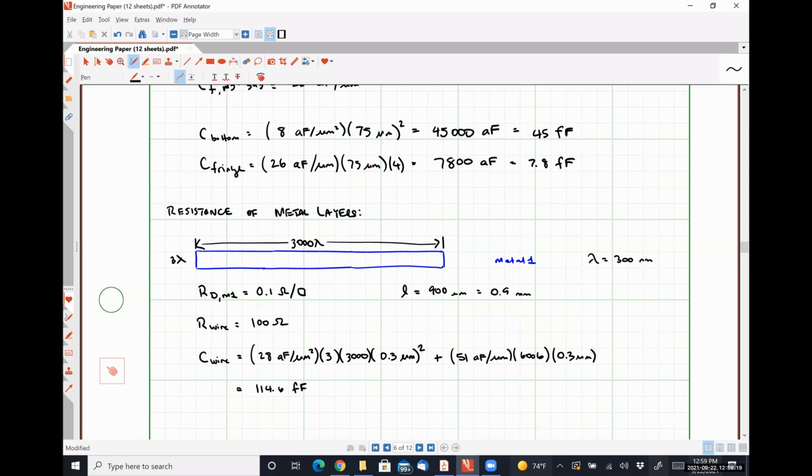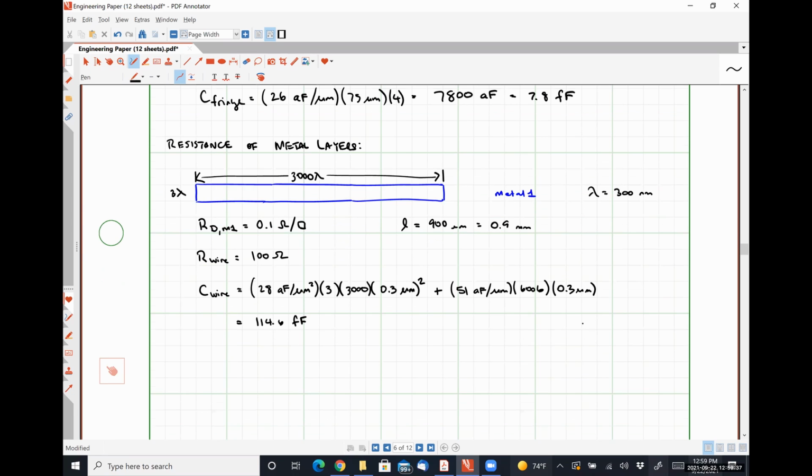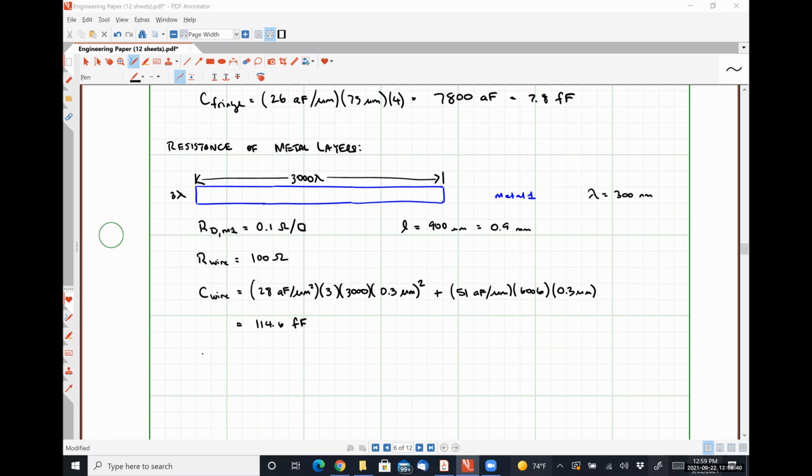Femtofarad. All right. So we have a resistance of 100 ohms and a capacitance of 114.6 femtofarads. So let's estimate what the delay time of this wire is, the time it takes to propagate a signal down it, right? So our delay time, way back from when we were talking about N wells, still perfectly applicable here.